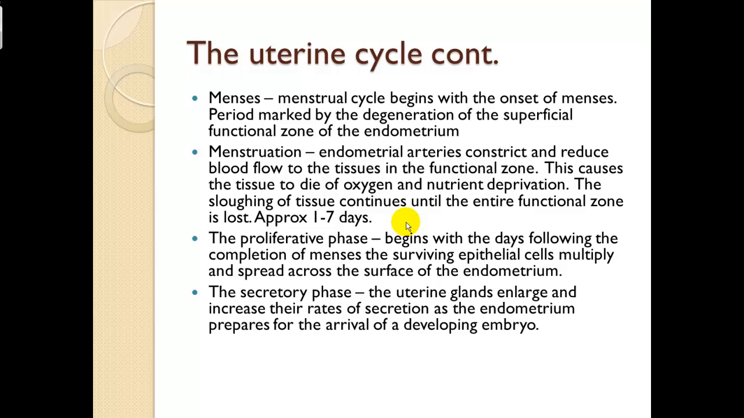The proliferative phase begins in the days following the completion of menses. The surviving epithelium multiplies and spreads across the surface of the endometrium, the internal lining of the uterine wall. The secretory phase, the uterine glands enlarge and increase their rates of secretion as the endometrium prepares for the arrival of a developing embryo.